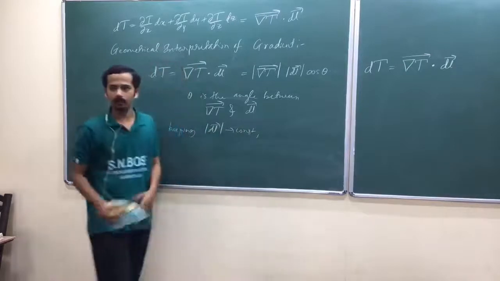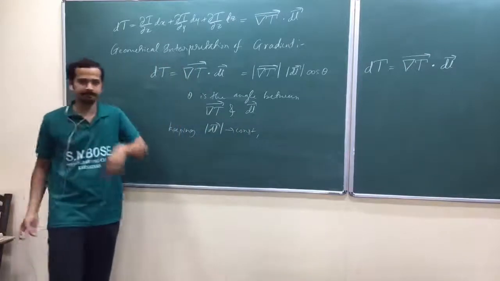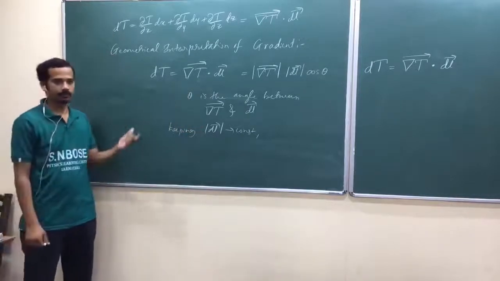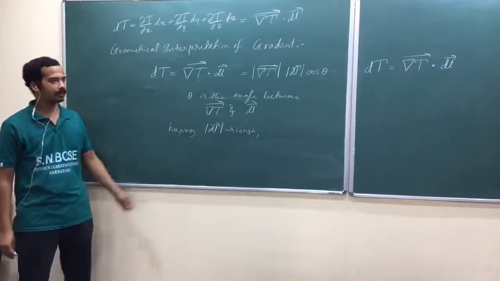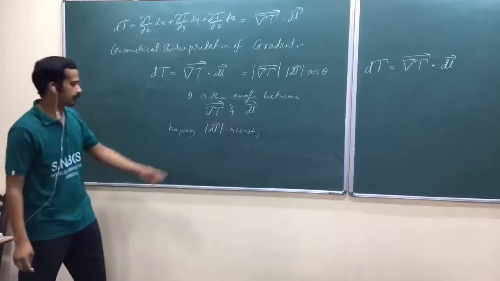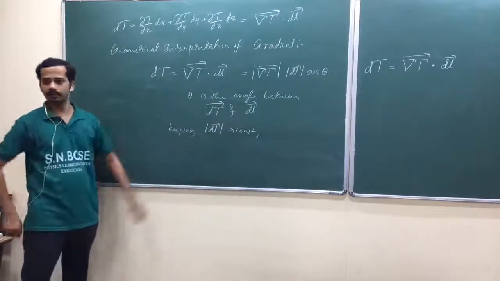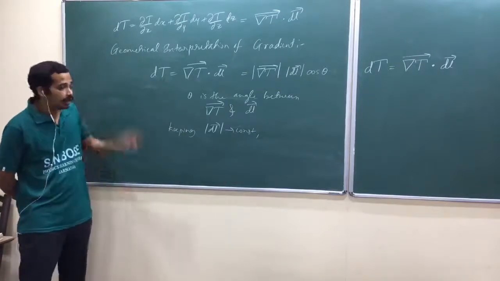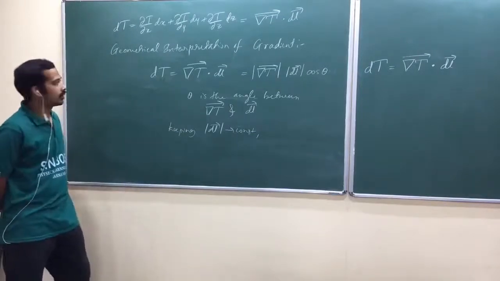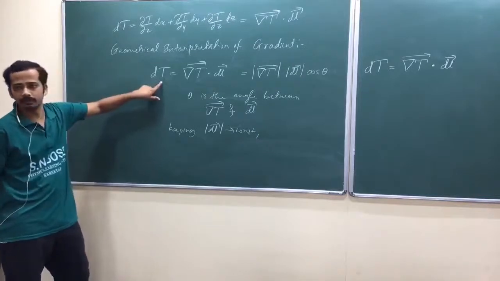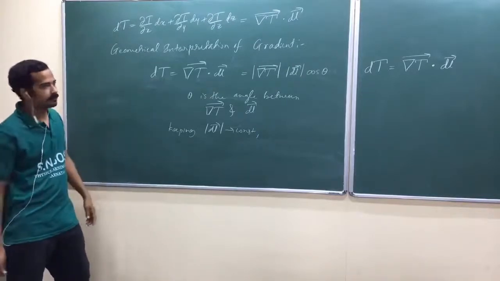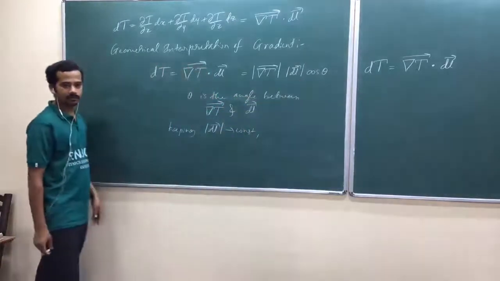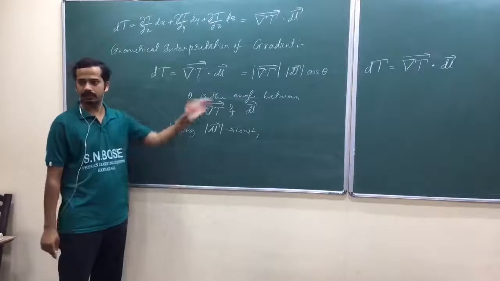Keeping mod dl constant, we vary theta. What do you mean by we are varying theta? We are changing the direction of displacement, but the amount of displacement is the same. Infinitely small displacement, the magnitude of the displacement is the same, but we are displacing in a different direction. In one particular direction, we are getting change in temperature maximum. What is the direction? Theta will define the direction.